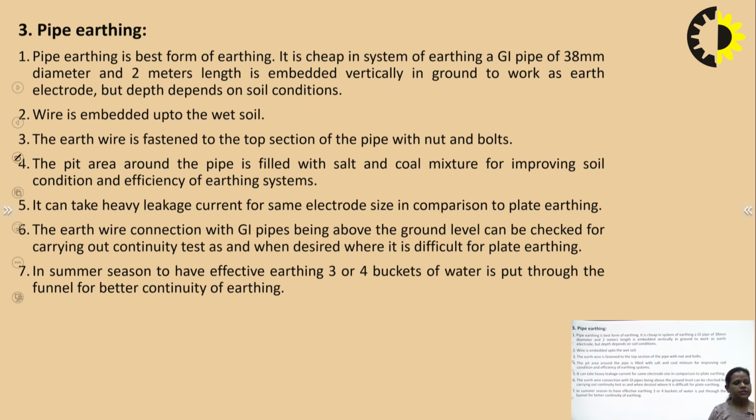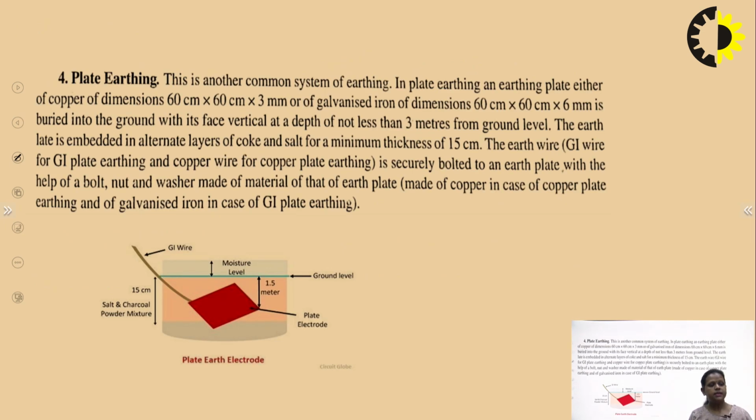The earth wire connection with the GI pipe, being above the ground level, can be checked for carrying out continuity tests as and when desired, which is difficult for plate earthing. And in summer season, to have effective earthing, 3 or 4 buckets of water are put through the funnel for better continuity of earthing. Then the next is plate earthing.